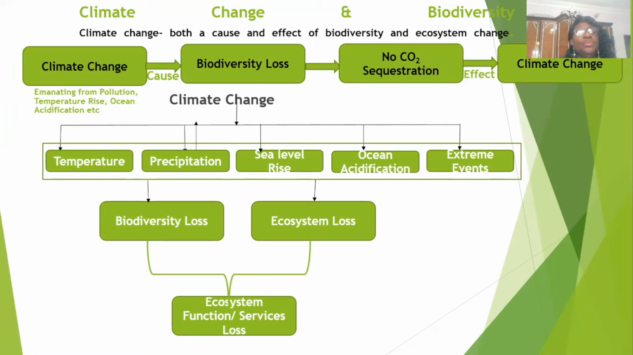Climate change and biodiversity. Climate change is both a cause and effect of biodiversity and ecosystem change. We have here represented schematically how pollution, temperature rise, ocean acidification, etc., emanating from climate change, cause biodiversity loss. Now, in the absence of biodiversity, there is no removal of carbon dioxide from the atmosphere.